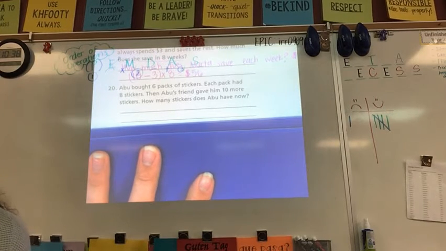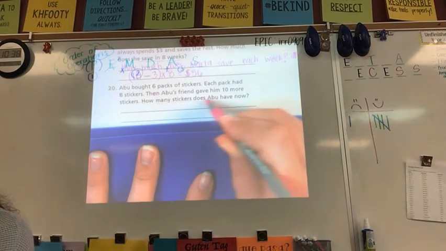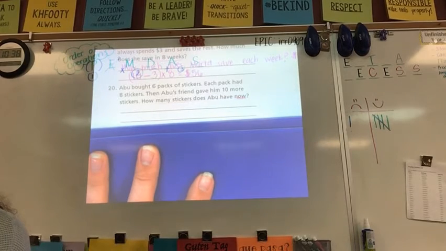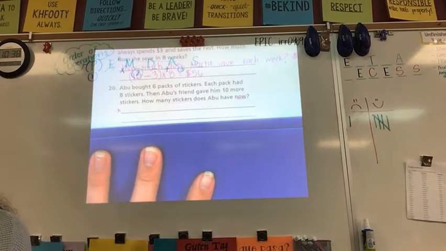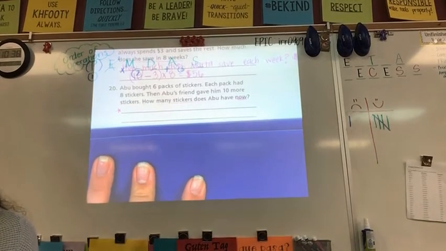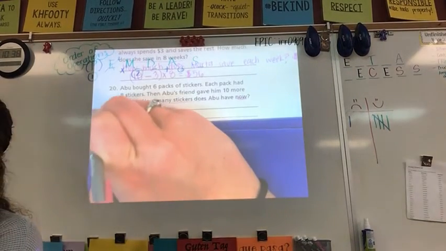Friends, I don't want your equation. I don't want your answer, but I want to know, what do you have to find first before you can figure out how many stickers he has now? What's your first step going to be? Go ahead and write your question down on your desk. Online friends, this is going to be in your slides today, so you're going to write the question in your slides.